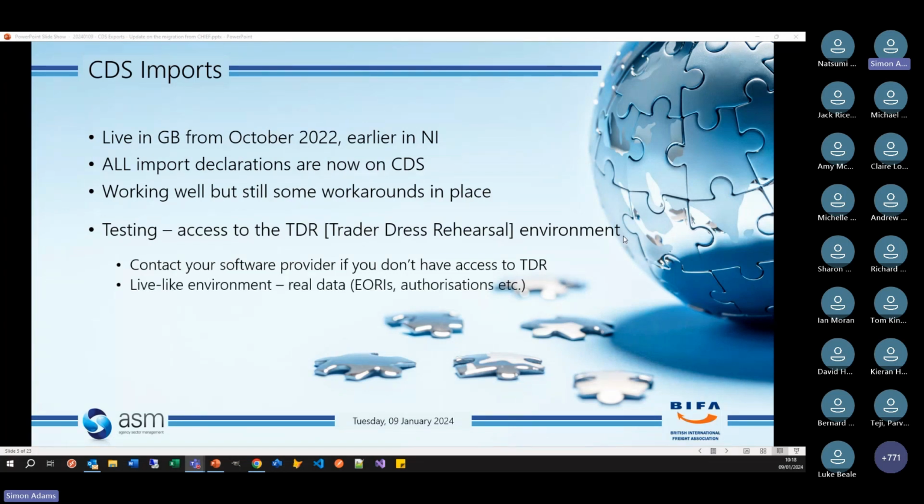But as I say, it's a live-like environment. It's real data. It's pretty much exactly the same as the live environment. The tariffs there, all the EORI numbers and authorizations and all that sort of stuff is set up. It's available 24 hours a day. And the main lesson to be learned from imports was those who tested in TDR before they migrated were much more likely to succeed. We saw that time and time again from our service desk at ASM. Those who practiced had a much smoother transition when they actually went live.